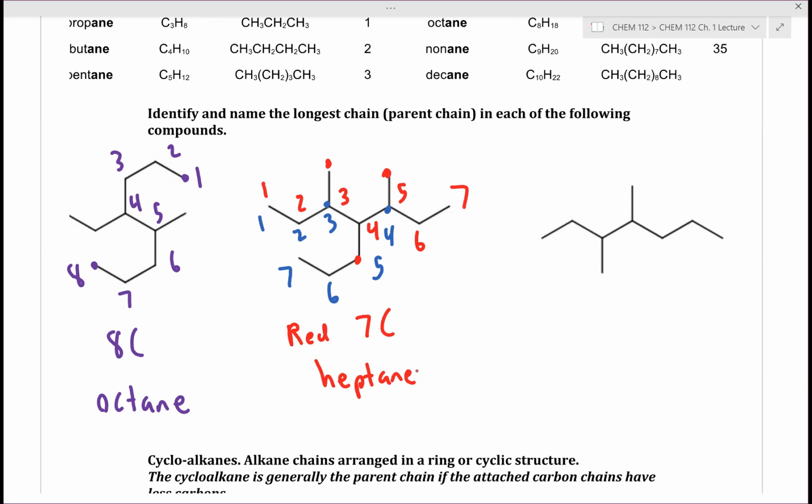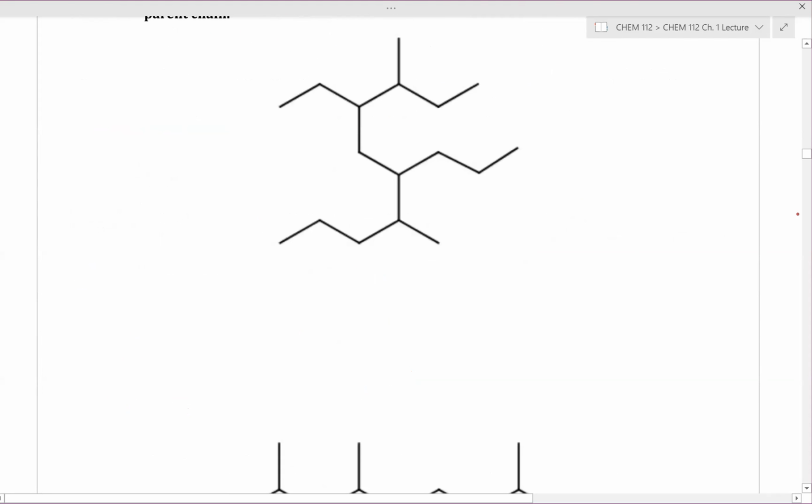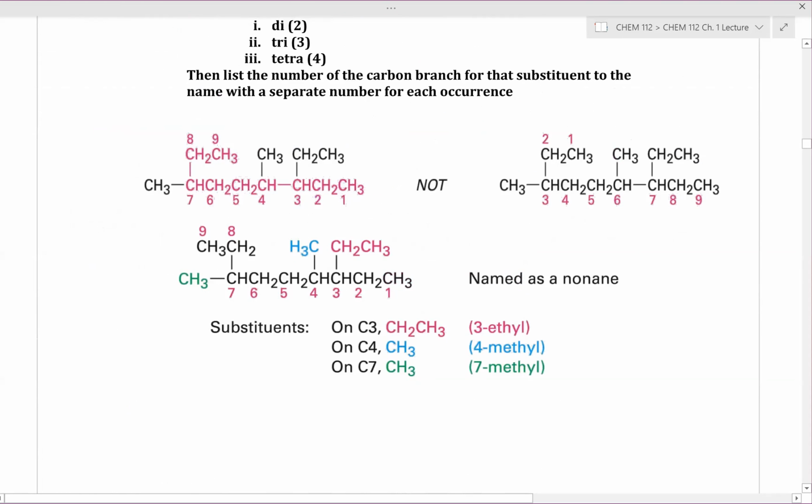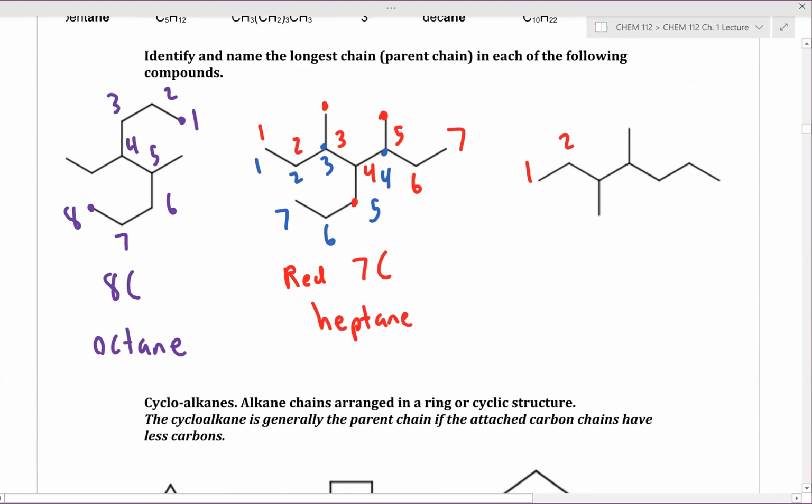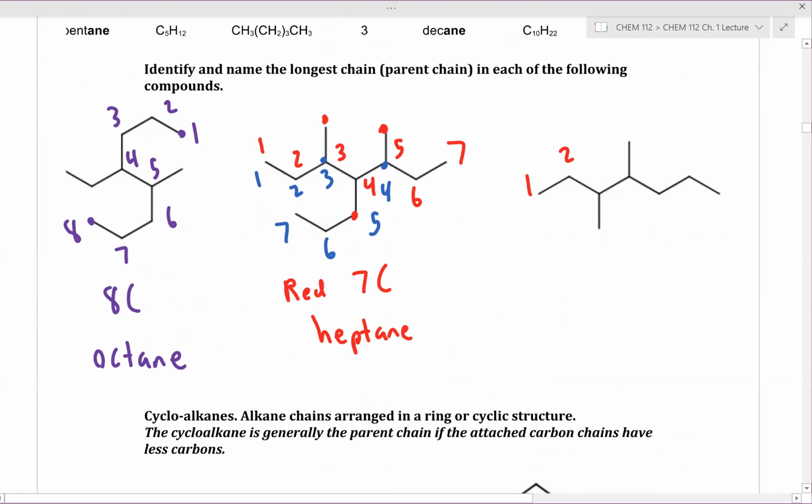Okay, let's keep going now, and let's try to figure out the longest parent chain. There's only one longest chain in this case. It is a total of 7 carbons, so we call this a heptane chain.